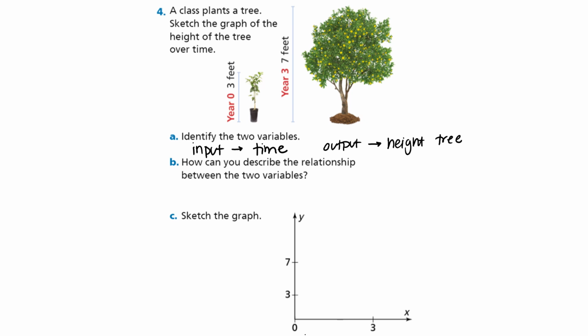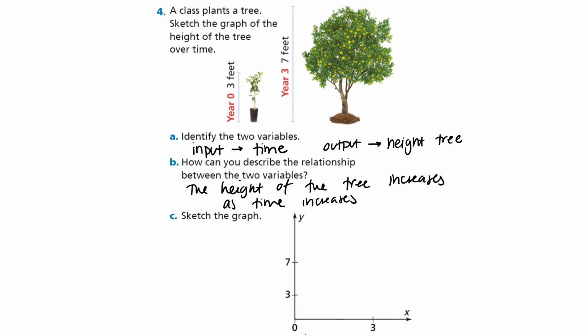Part B, how can you describe the relationship between the two variables? The height of the tree increases as time increases. So the tree grows as time is going on.